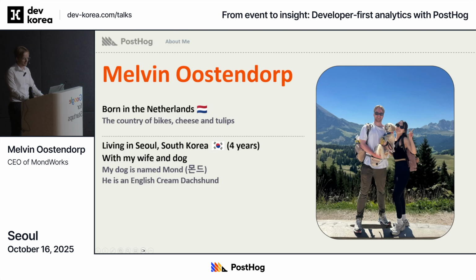Cool. Let me introduce myself. I'm Melvin, born in the Netherlands, the country of bikes, cheese and tulips. I've been living in South Korea for the past 4 years with my wife and dog. My dog is called Mont and he's an English cream dachshund. You can see him there, it was last year in Switzerland.